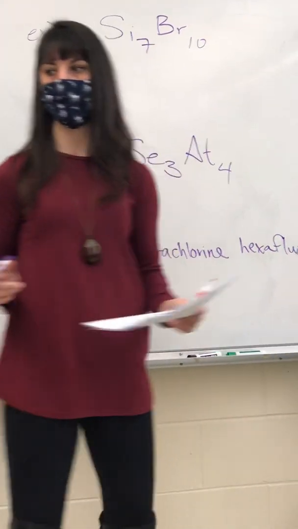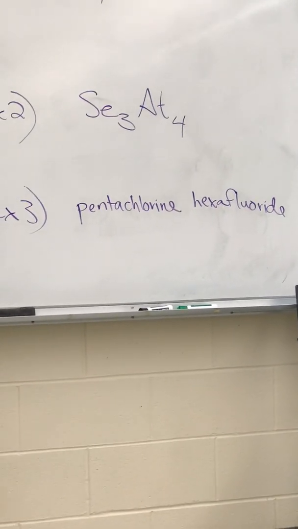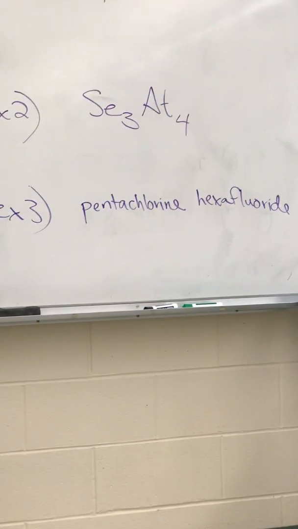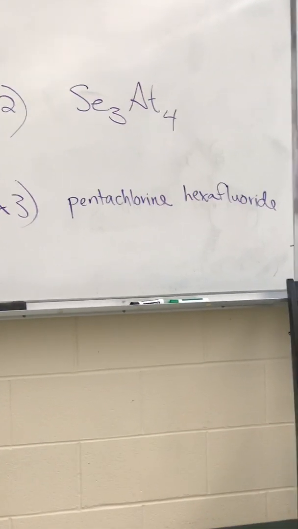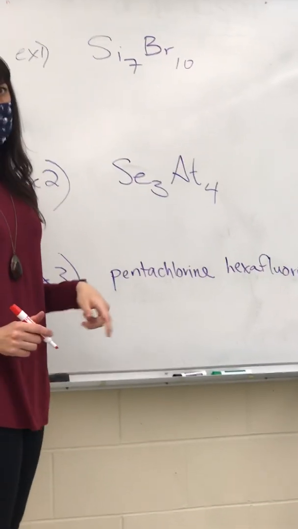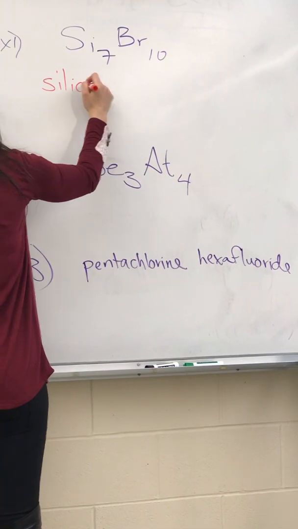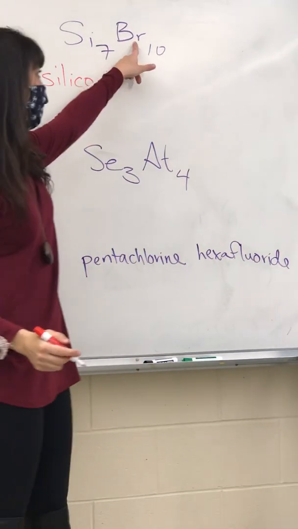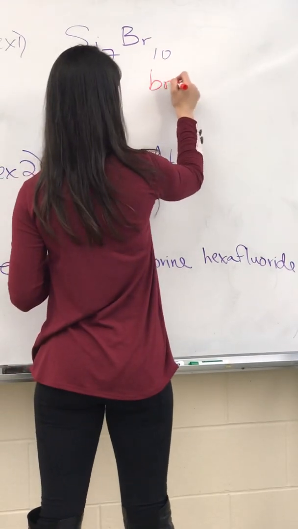Okay, so like I said, these don't exist. They're just for the purposes of our examples. Looking at our periodic table, please call it out: what does Si stand for? Silicon. And this Br is for? Okay, no capitals.